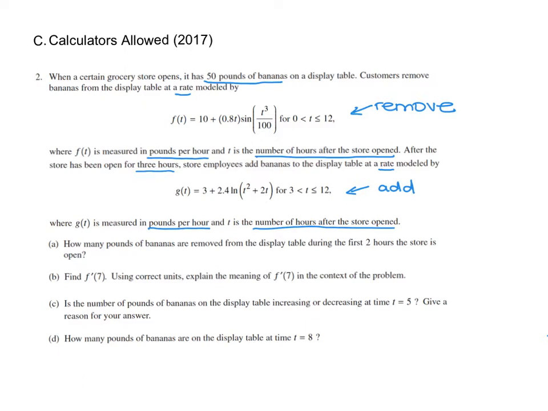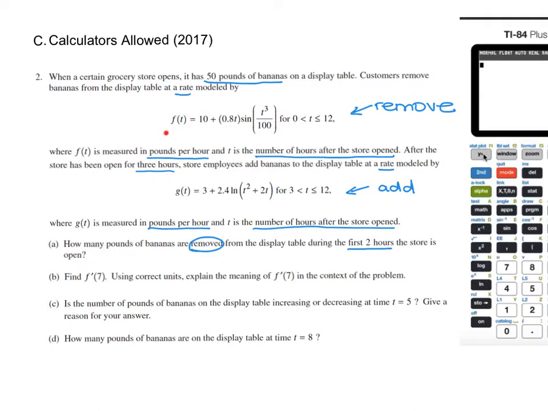So the first question is how many pounds of banana are removed from the display during the first 2 hours the store is open. So in this case, we don't really need to figure out how much is being added or how much we have originally. We just need to figure out how many pounds of bananas are removed. Okay, so we're just going to use this function right over there.